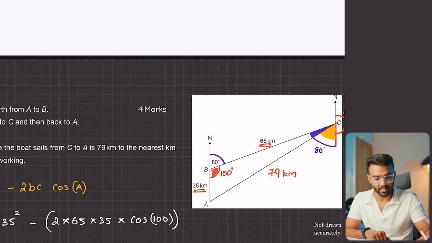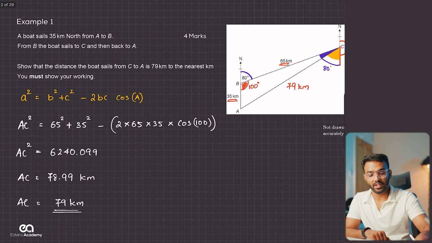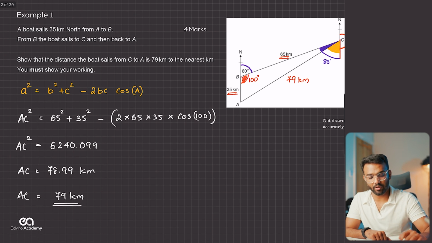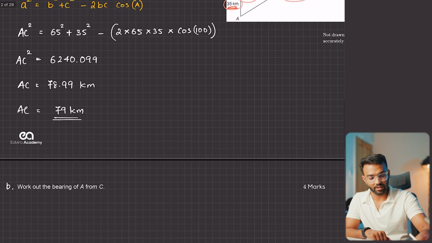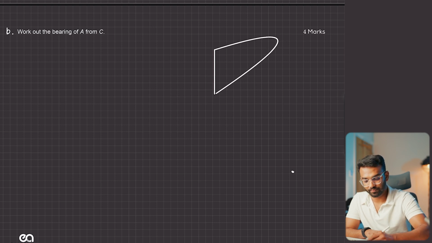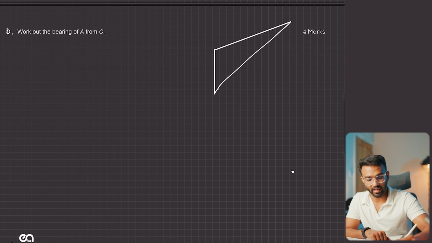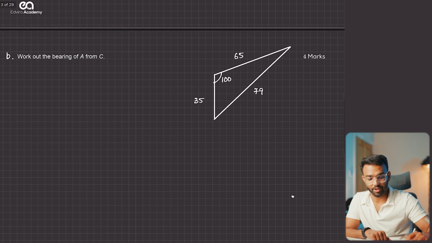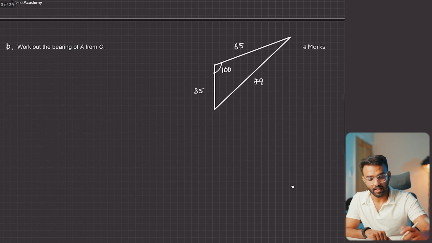Okay, let's do that. So in order to do that, we will use the sine rule. Why are we using the sine rule? Because now we have three sides and one angle available, and we got to work out the second angle. So let me take you here. Here is a diagram. So we have something like this, right? We have something like that. This angle is 100, this is 35, this is 65, this is 79. Just making sure it is. Yes, it is. We got to work out this yellow angle here.